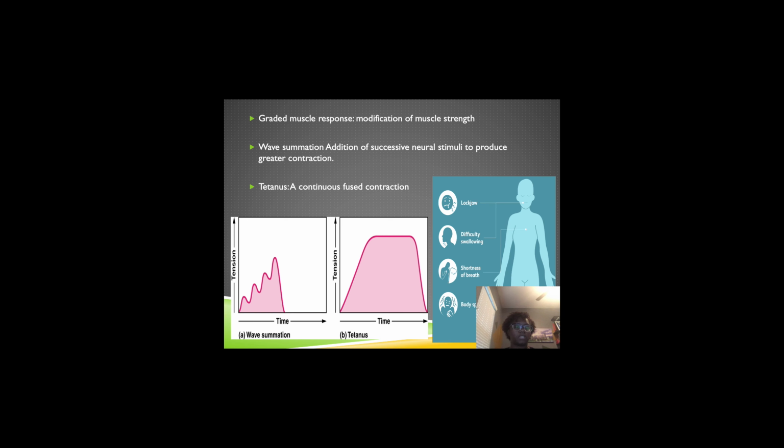That can lead to what is called tetanus. So it's a continuous fused contraction. So that's how we get locked jaw, difficulty swallowing, shortness of breath, things of that. Because as you see the wave summation, we go in waves of how our muscle moves. But then with tetanus, the tension spikes up, has to maintain its peak, and then drops down very quickly. So our muscles are not able to tense or relax like they need to.